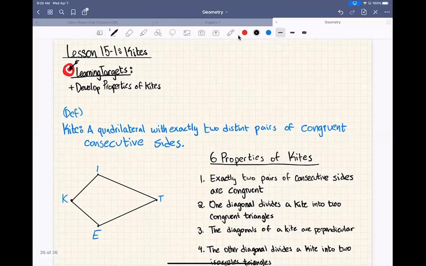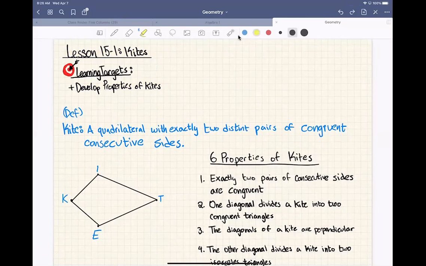We're gonna do lesson 15-1, kites. Our learning target for today is just to develop properties of a kite. Normally we would develop the properties, but I'm just gonna give them all to you today. We went over these properties in class, so it shouldn't be a big deal that we're just going over them.